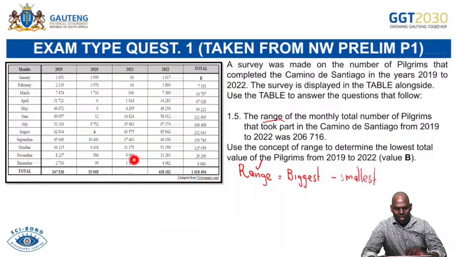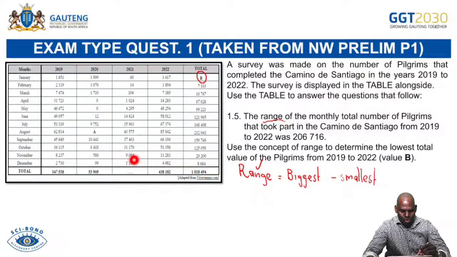Then they say use the concept of the range to determine the lowest total value of the pilgrims from 2019 to 22, value of B. So in other words, they are telling you that B is the smallest value. Even though we don't know what the value of B is, what we know is that it is the smallest value. Then from the rest of the numbers, we need to identify the biggest value. Obviously, the total cannot be part of those values. So I look for the biggest value.